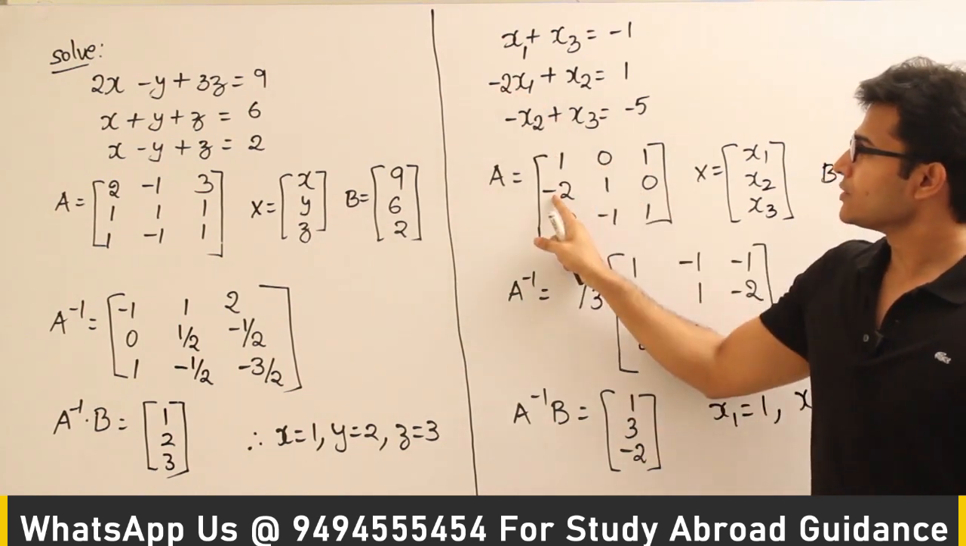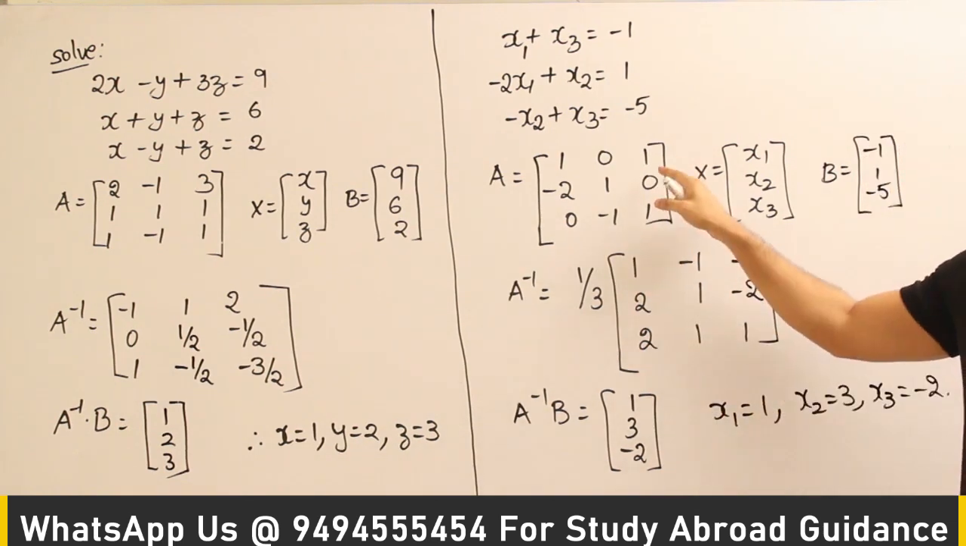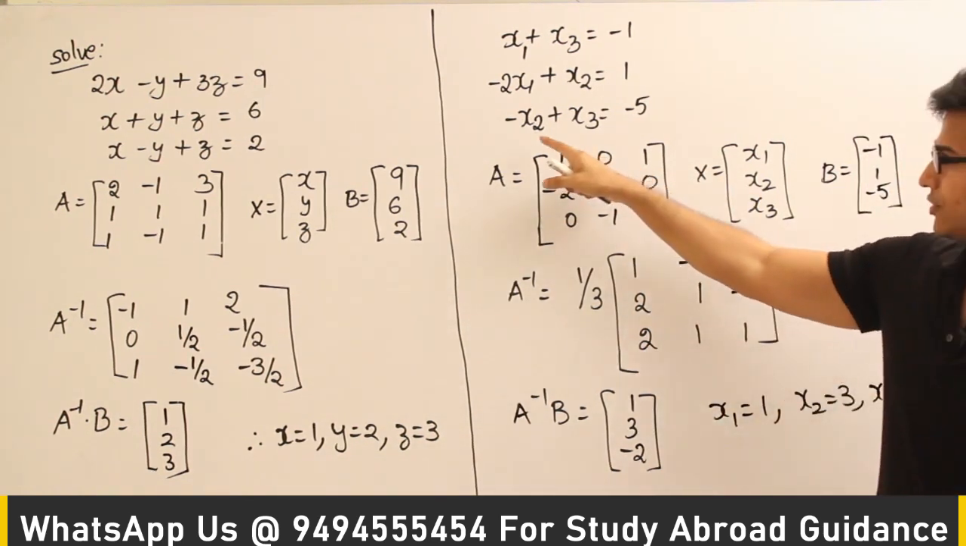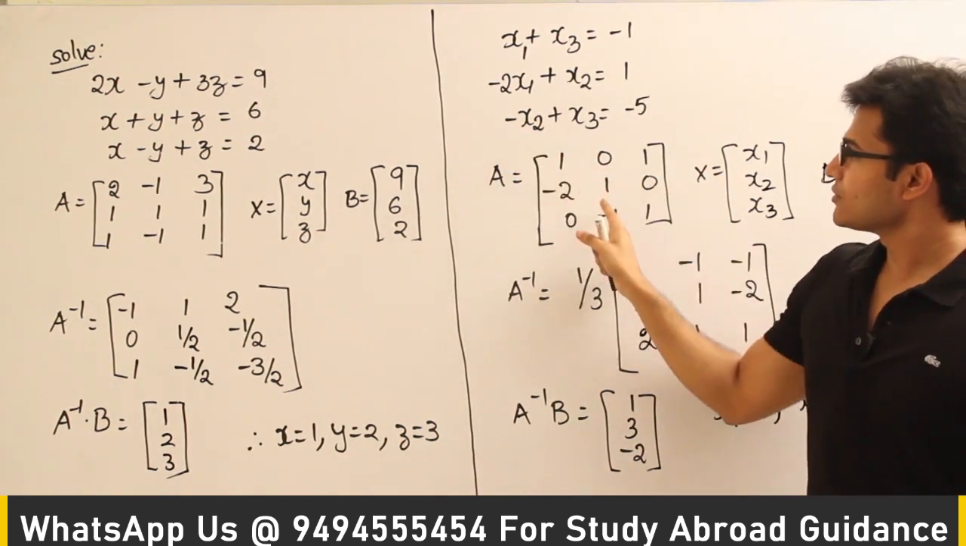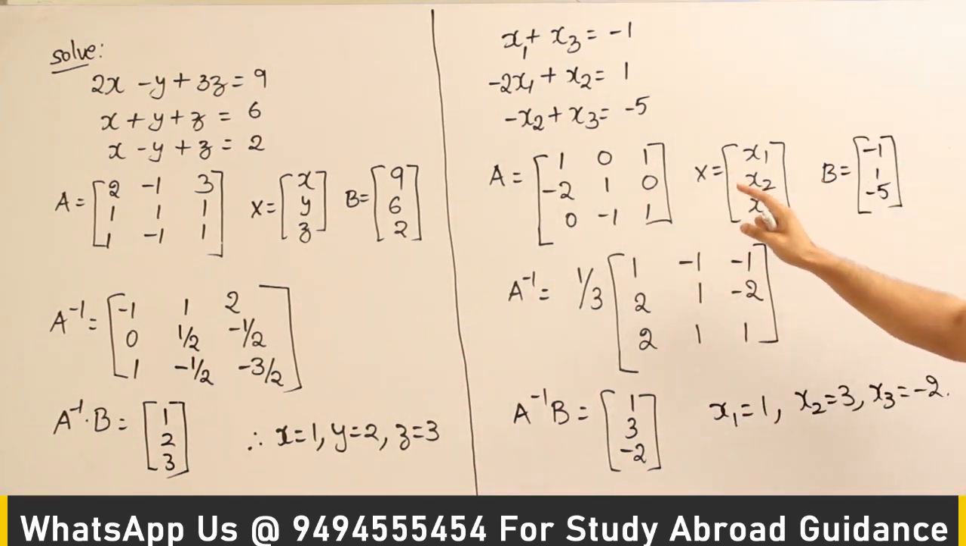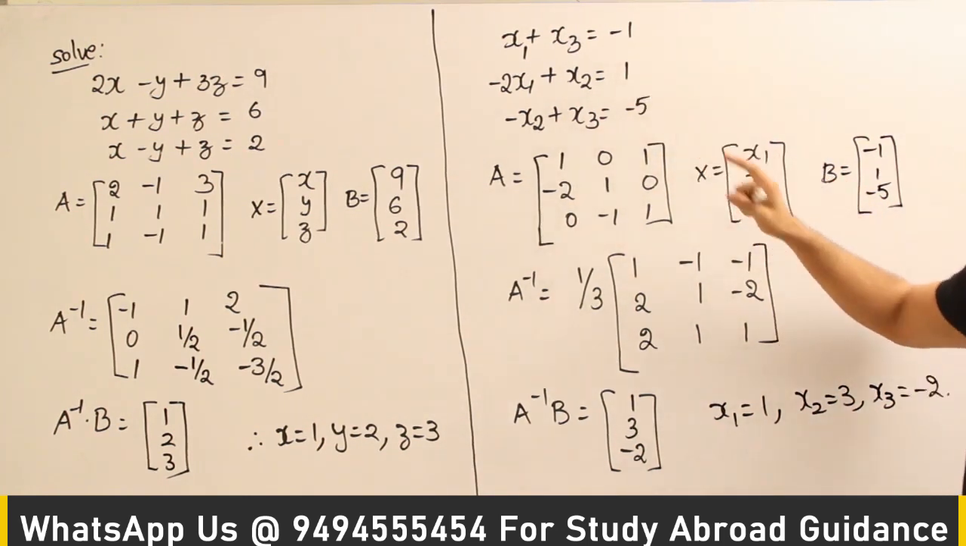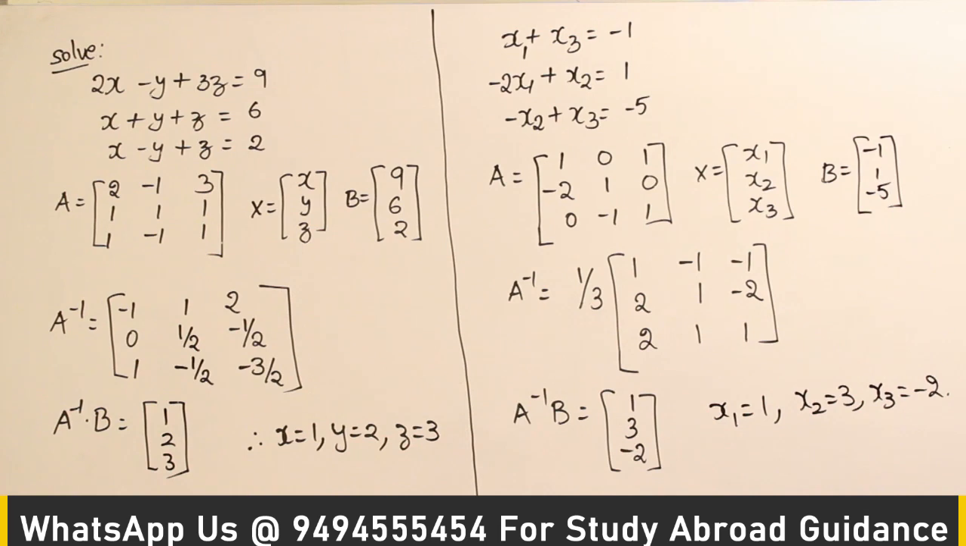Quotient of x1 is minus 2, quotient of x2 is 1, quotient of x3 is not there, therefore it is 0. And quotient of x1 is 0, quotient of x2 is minus 1, and quotient of x3 is 1. And anyway, you know the variable matrix x1, x2, x3, and then b is minus 1, 1, minus 5, right?